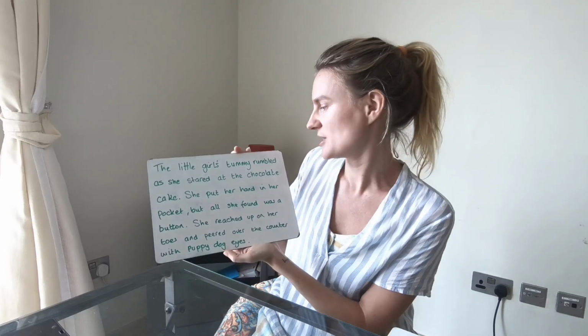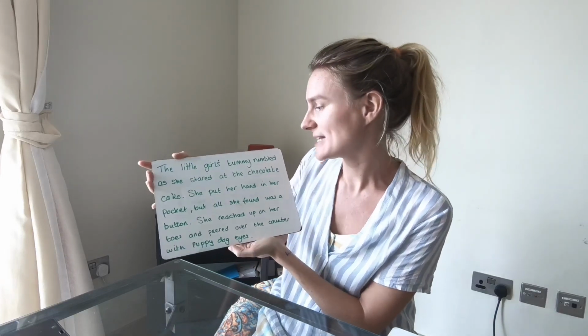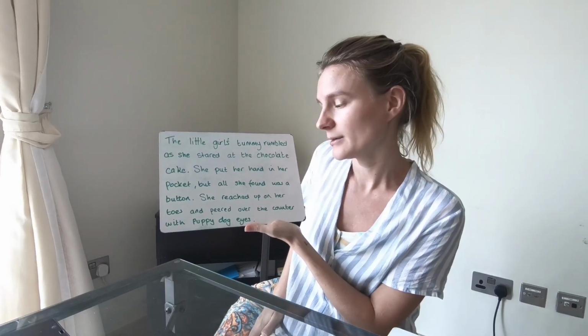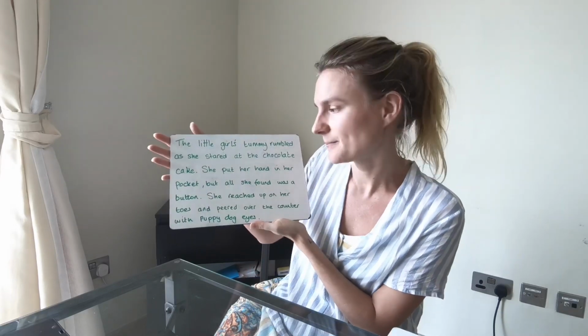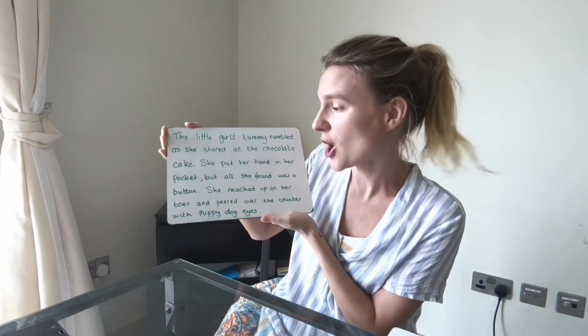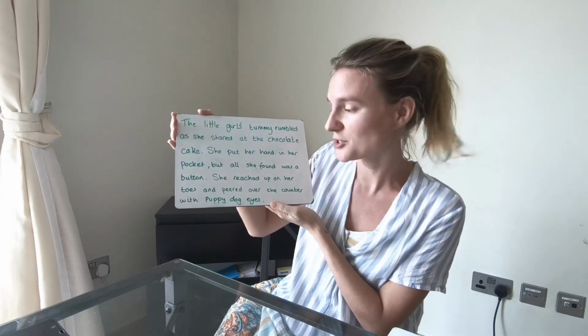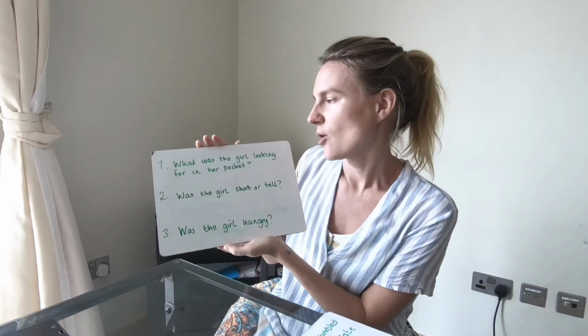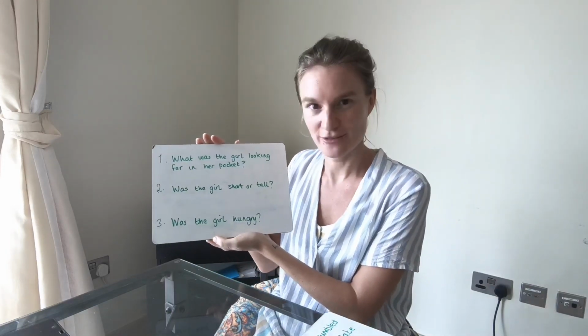The little girl's tummy rumbled as she stared at the chocolate cake. She put her hand in her pocket, but all she found was a button. She reached up on her toes and peered over the counter with puppy dog eyes. Okay, so let's look at the questions we have to try to answer. What was the girl looking for in her pocket? Now it doesn't say in the text, so we have to infer.